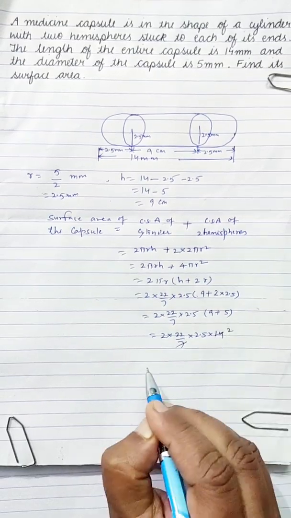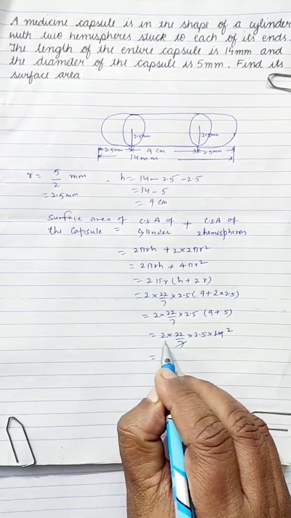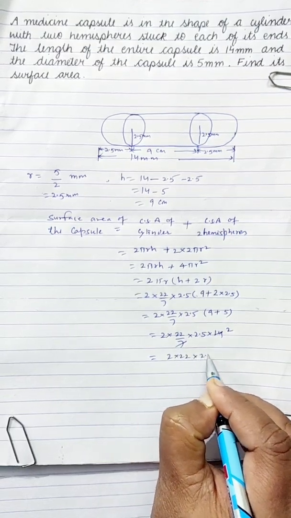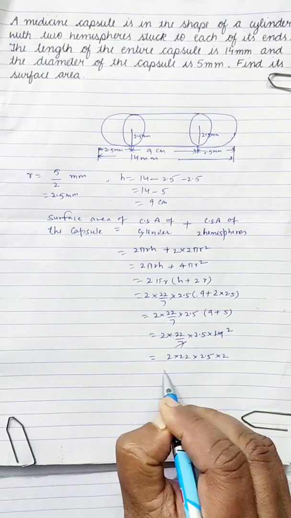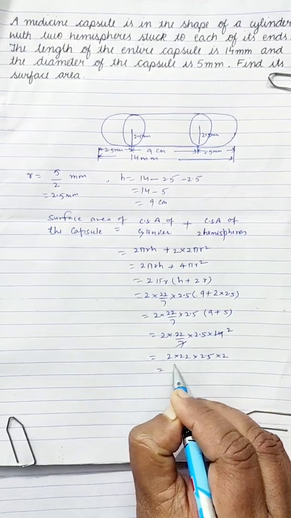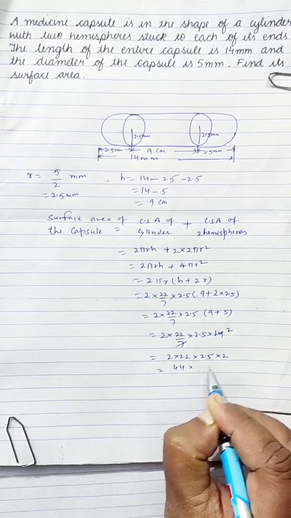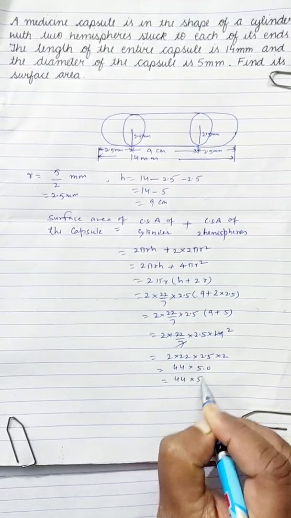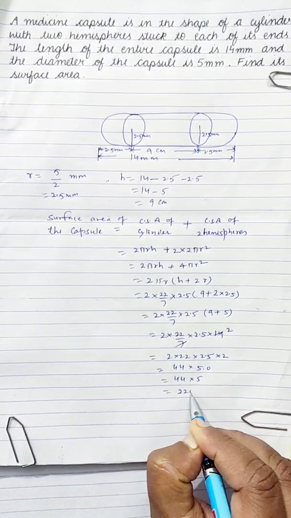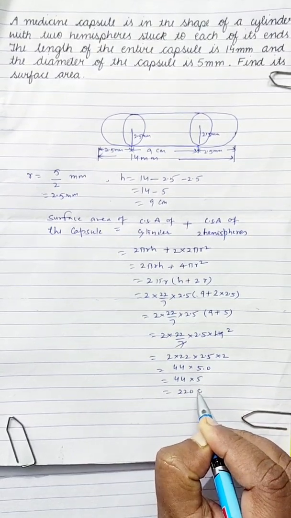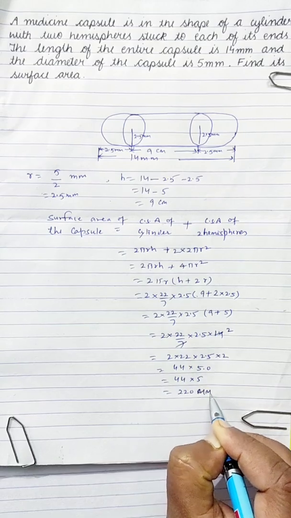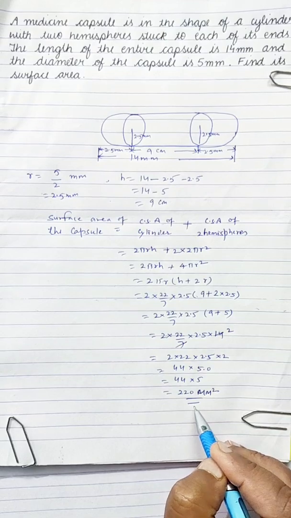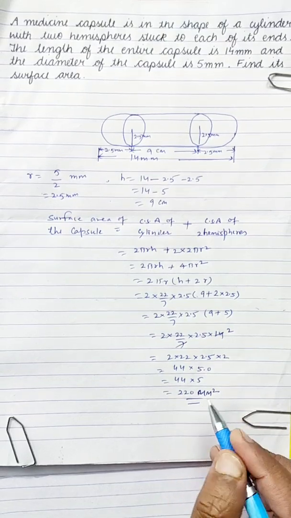7 to the 14. So 2 multiplied by 22 and 2.5 multiplied by 2. 2 into 22, 44. 2.5 into 2, 5.0. 44 into 5, that is 220. Dimensions are in mm, so the surface area will come in mm square.